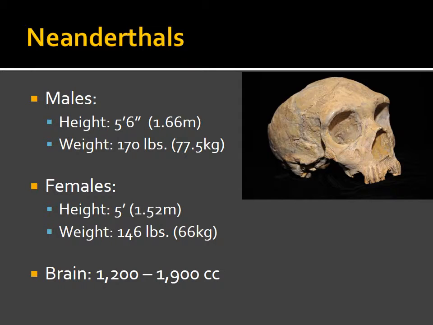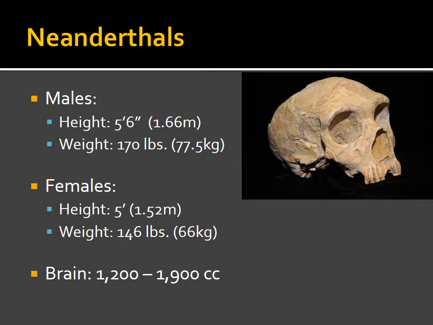So overall, males were probably about 5'6", but as I said, quite stocky and considered very muscular. They had very rugged muscle attachments on their bones, and probably weighed about 170 pounds. The females were shorter, so there was some sexual dimorphism there, smaller at 5 feet. But at 5 feet, they're probably 146 pounds. So it's a robust 5 feet. They were stout women. And with a brain of between 1200 and 1900 cc's.